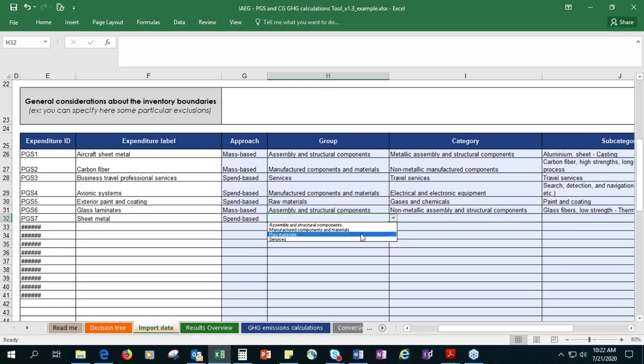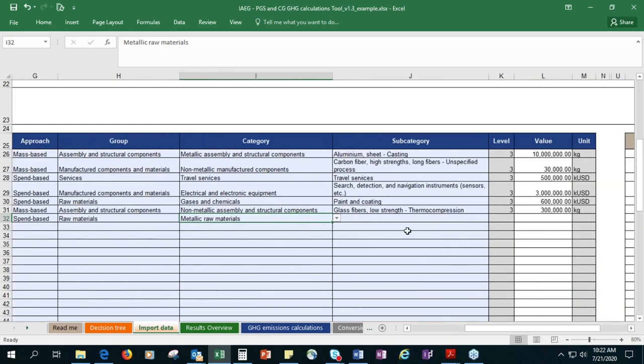So with sheet metal, we'll say raw materials, metallic raw materials. Again, these are a cascading level of pick lists. And then from there, you can say, all right, my sheet metal, I don't know what it is, so let's call it metals of an unknown material and mass. And then we populate how much we spent on that based on the data that you receive. Let's say it's $600,000.